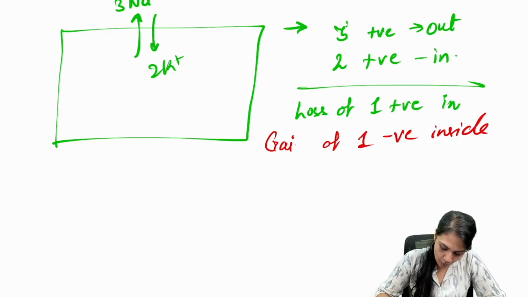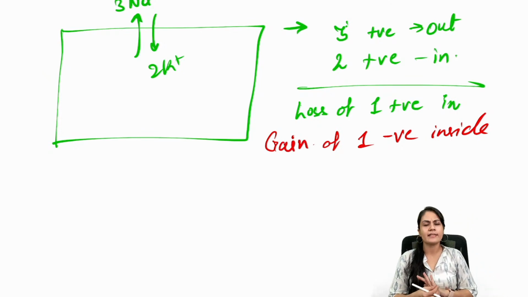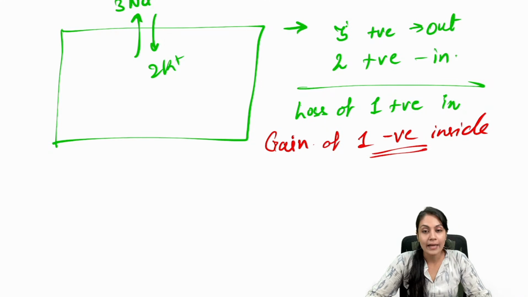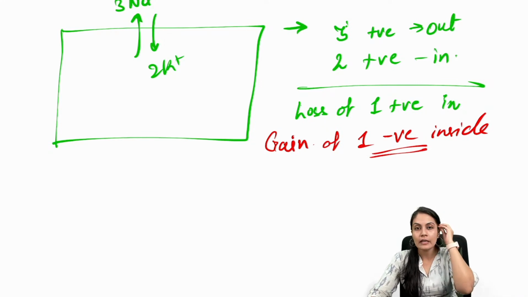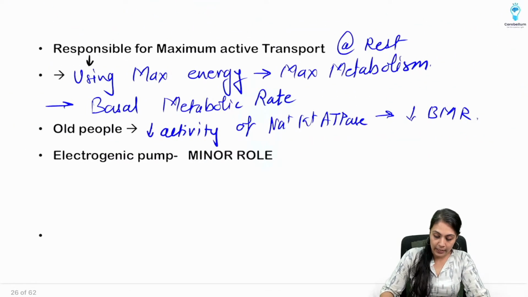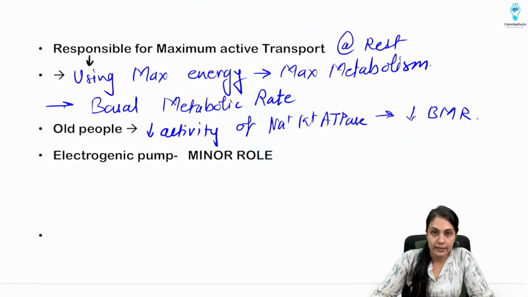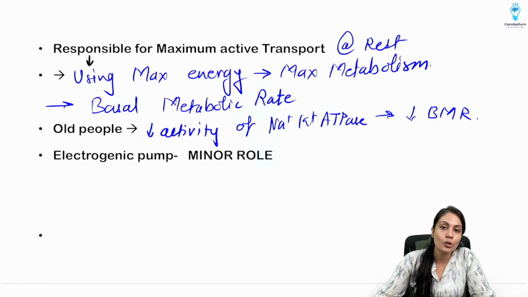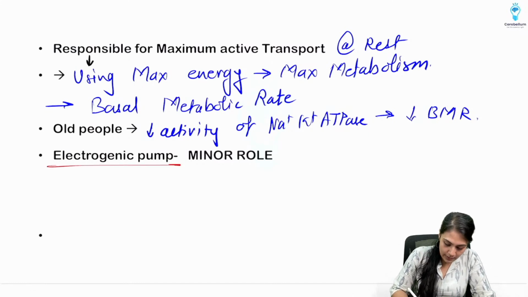So either you can write gain of 1 negative, or you can write the loss of 1 positive, one and the same thing, and that means it is actually helping in the RMP, isn't it? Why? Because it is also active in the resting condition, and in the resting condition it is making the cell more negative, and that's why it is generating the electrical potential even at rest, and that's why it is known as an electrogenic pump, because it helps in the production of RMP.